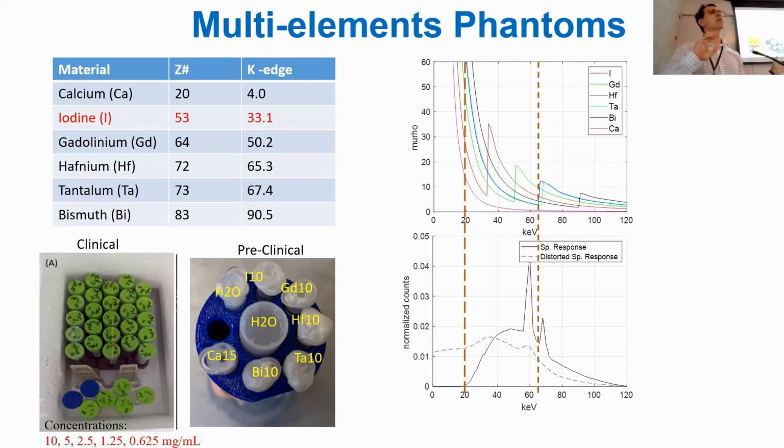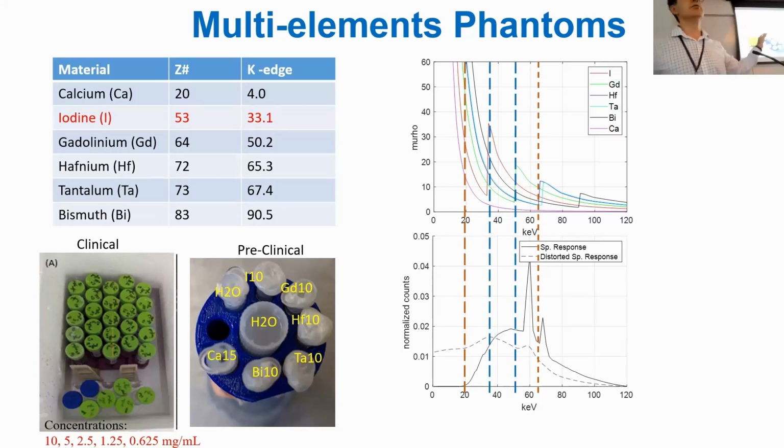On the clinical side, at least in the configuration that we have now at Duke with this dual source photon counting system from Siemens, we have only two thresholds available. So it's 20 and 65 keV. But on the preclinical side, we're going to add another two thresholds, one at 34 and one at 50. And it's clear why, because you have the iodine K-edge and the gadolinium K-edge. So that was our choice.